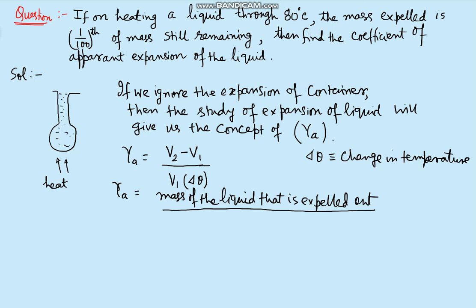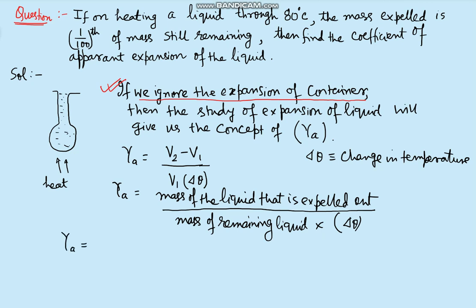Now as we have just observed that we have ignored the expansion of the container. In reality it doesn't happen, because if you ignore the expansion of the container, then only we can study that whatever the liquid expands, it is with reference to the container. That means V1 is the original volume or the volume whatever is there within the container. That means the mass of the remaining liquid, and then the change in temperature delta theta.